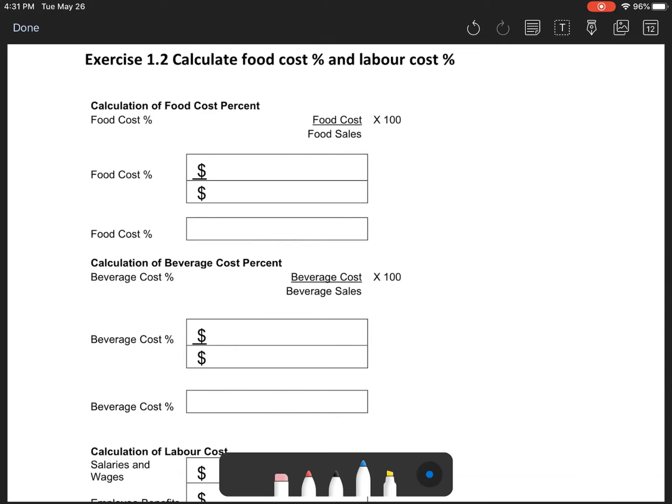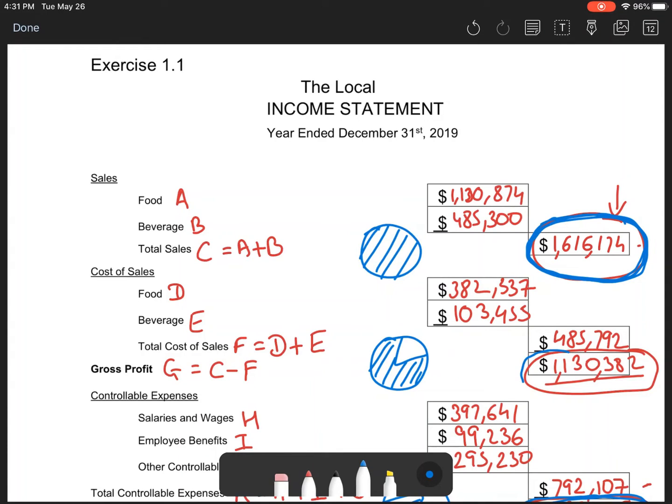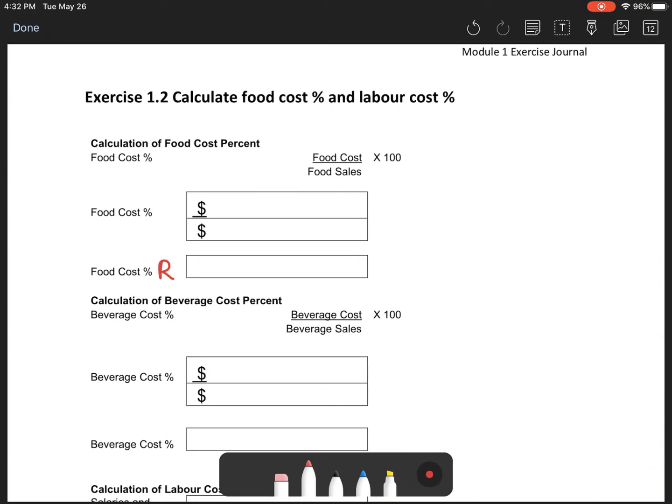So we're going to work out the food cost percentage. Food cost percentage is equal to your food cost divided by your food sales into 100. So we know our food cost. We have our food cost information given to us. So let's call this R. We'll call this alphabet R for now. Okay, and we know our food cost. Our food cost is basically right up over here. This is your food cost, which is 382,337, D. So I'm going to say this is D divided by total sales. We have total sales on top, which is denoted by the alphabet A, and we multiply that into 100.